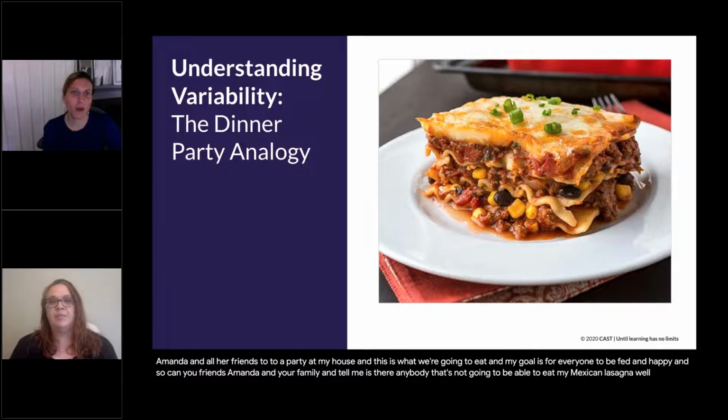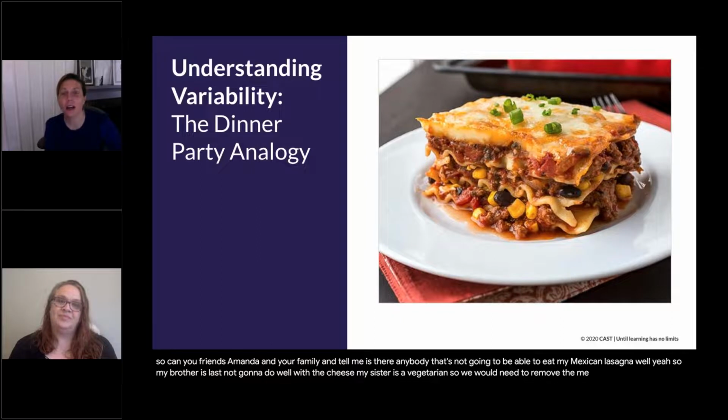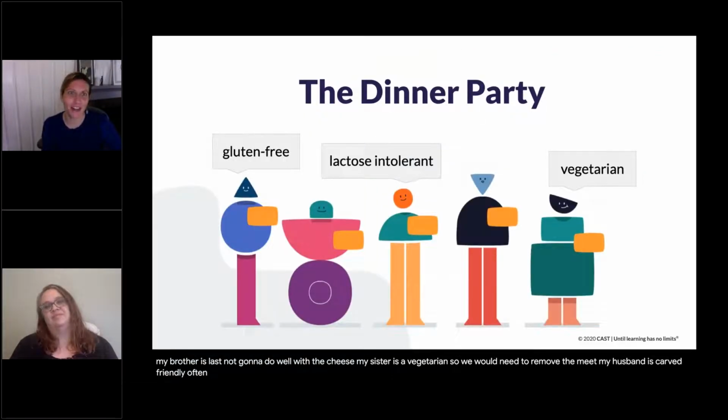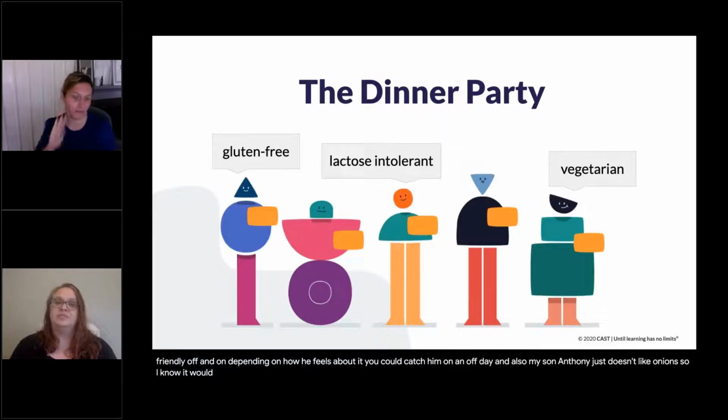Well, yep, my brother is lactose intolerant, so he's not going to do well with the cheese. My sister is a vegetarian, so we would need to remove the meat for her. My husband is carb friendly off and on, depending on how he feels about his body at that moment, so you could catch him on an off day. And also my son, Anthony, just doesn't like onions. So we would have to take those onions out of that meat.